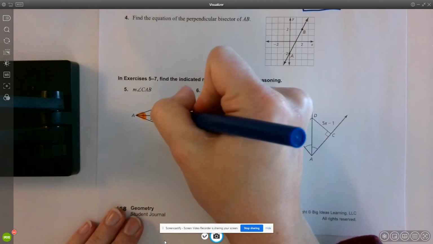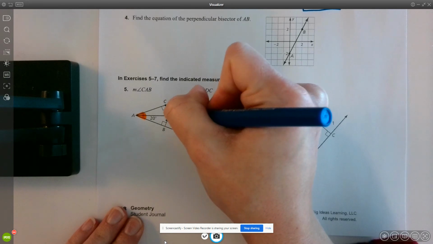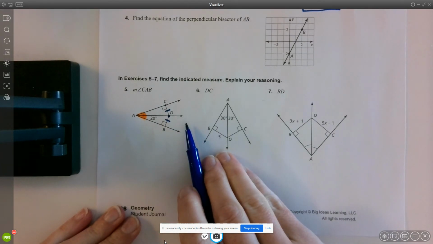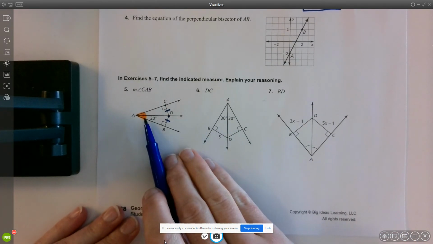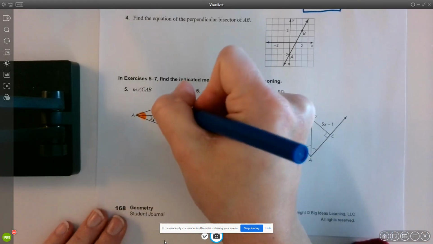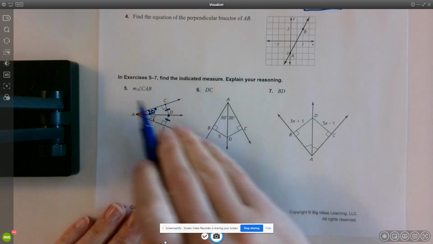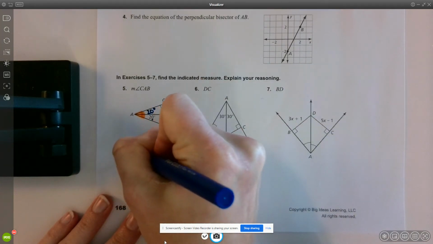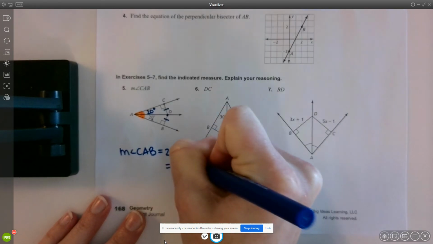I notice that point D is an equal distance away from C and B. Well, that must mean then that point D is on the angle bisector of angle CAB. If it's on the angle bisector, this ray here bisects angle CAB. So if angle DAB is 20 degrees, the measure of angle CAD must also be 20 degrees. Therefore, to find the measure of angle CAB, my orange angle, I need to add these two smaller angles together. The measure of angle CAB is equal to 20 degrees plus 20 degrees, which is 40 degrees.